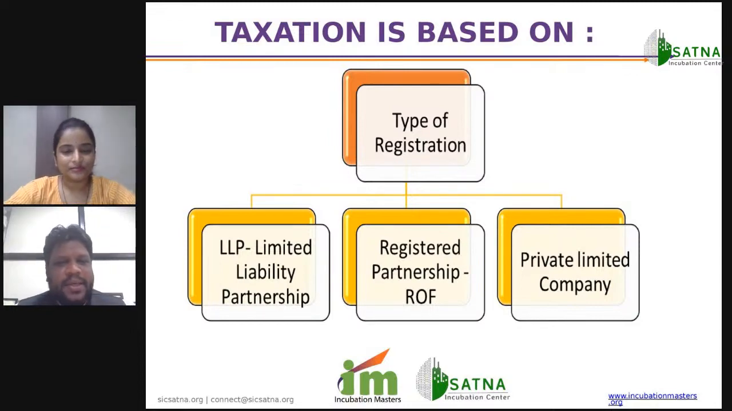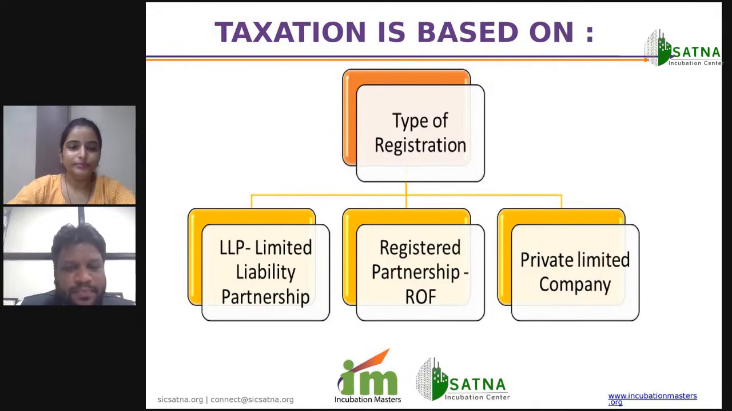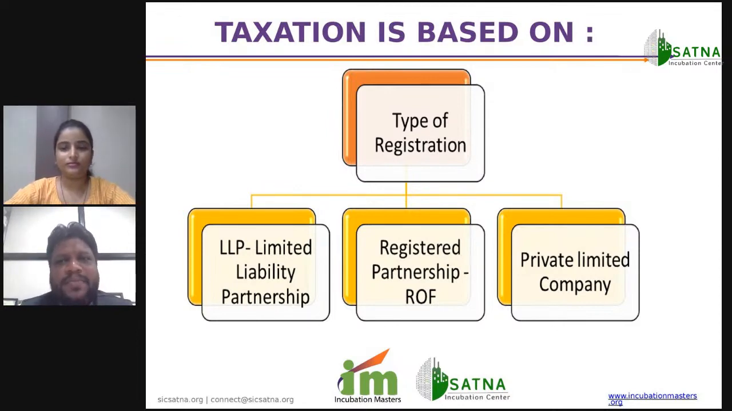So the taxation is based on the type of registration: LLP, registered partnership, and private limited. Very clearly they have mentioned that if it is a partnership, standard 30% taxation will be there. If it is an LLP or a private limited, it will be 25%. And if there are some special categories, the percentage will be reduced to 22-something. So it depends on the entities based on which taxation applies.